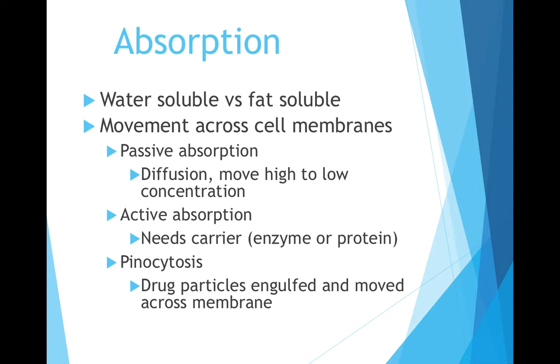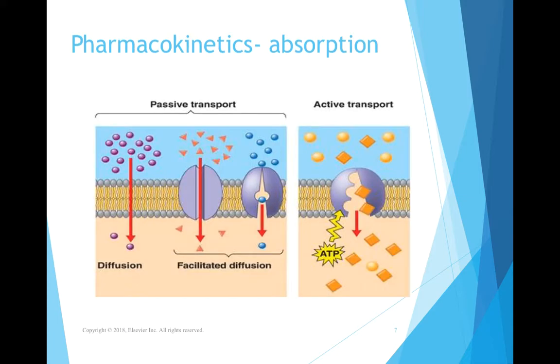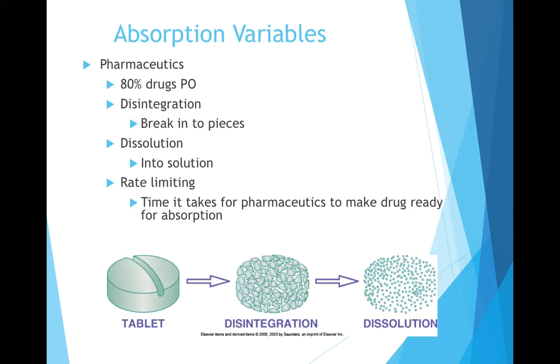movement across cell membranes can occur in three primary ways. Passive absorption, which is diffusion and movement from high to low concentrations with no added energy required. Active absorption, which requires, of course, energy. It also requires a carrier, either an enzyme or protein, in order for the absorption to occur. And then we have pinocytosis, where certain drug particles can be engulfed and carried across a membrane. And this is just a pictorial for you of that absorption process, both the passive and the active forms.